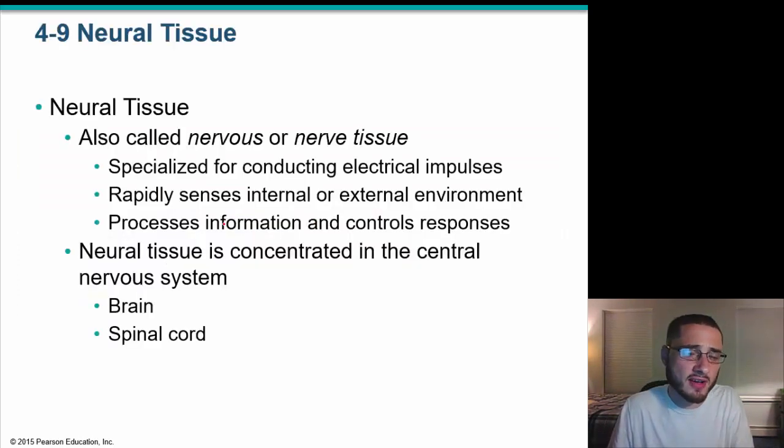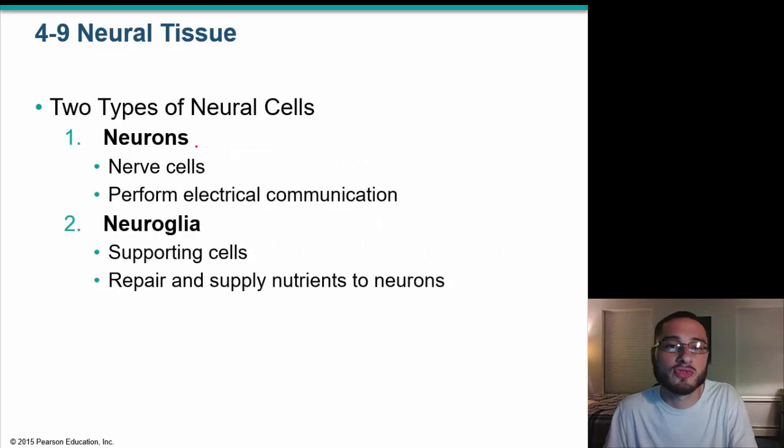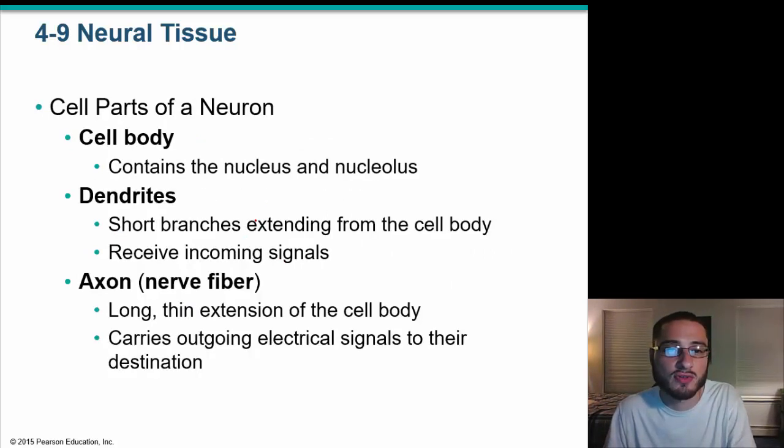And then the 4th kind, lastly, is neural tissue. Part of the nervous system, it's going to be in the brain and the spinal cord. It's sending electrical messages, as opposed to the endocrine organs or endocrine secretions that send out chemical messages. These aren't chemical messages, these are electrical messages that help control or maintain homeostasis. You have neurons, which are the actual nervous tissue cells, and then you have neuroglia, which are the supporting cells of the nervous tissue.